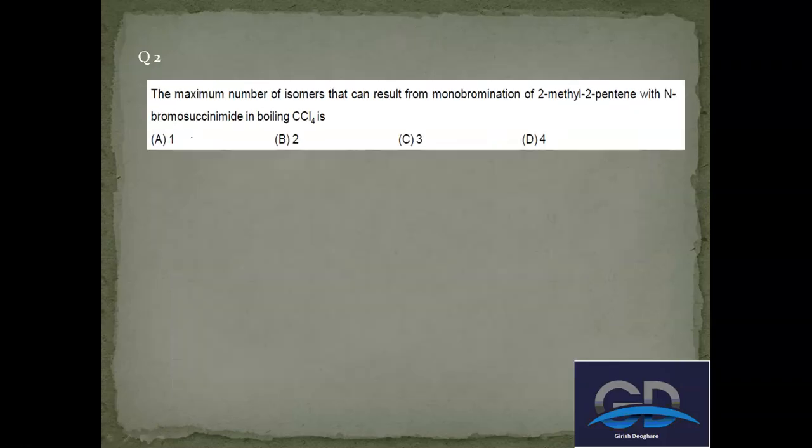Next, the maximum number of isomers that can result from monobromination of 2-methyl-2-pentene. So when we say 2-methyl-2-pentene, the structure of the molecule would be like this. And NBS is basically used for brominating at the allylic position. So allylic positions are what? The carbons adjacent to the double bond carbon, these are allylic positions. So we can see that these carbons are likely to be replaced. So let us see how many compounds will be formed.